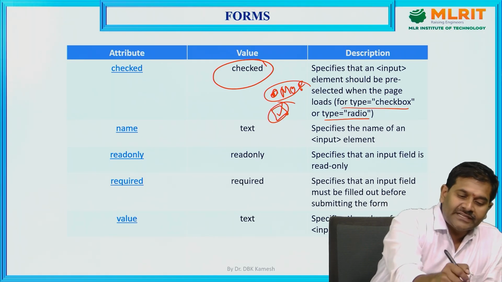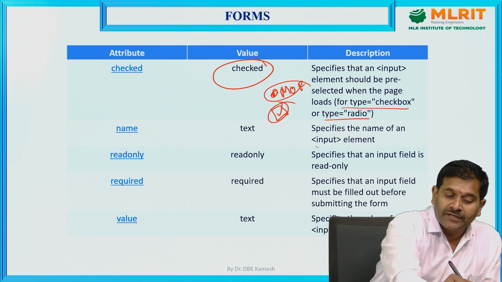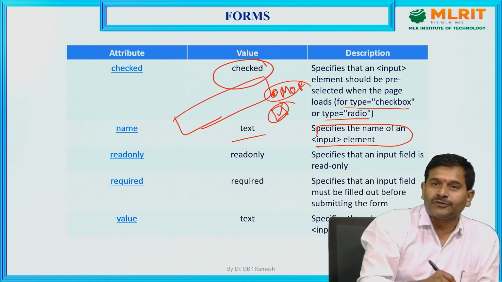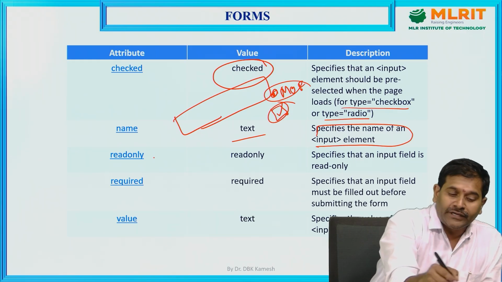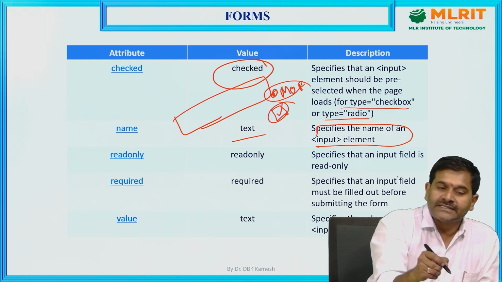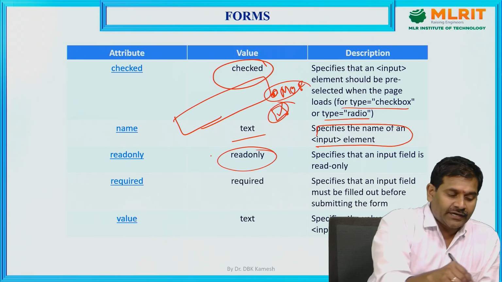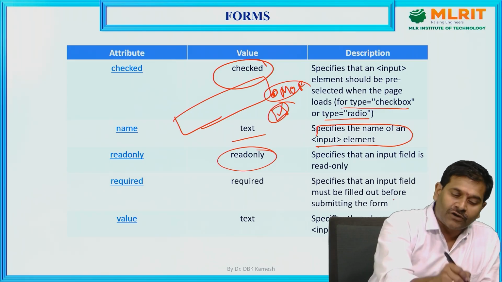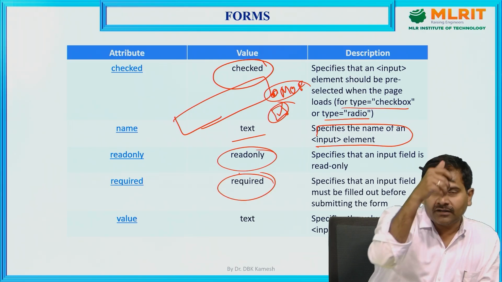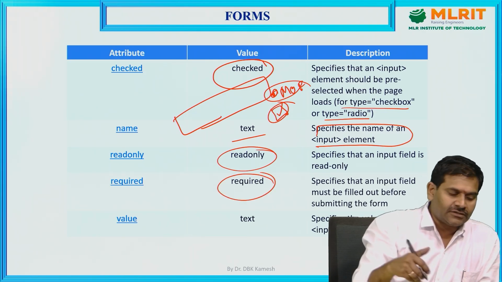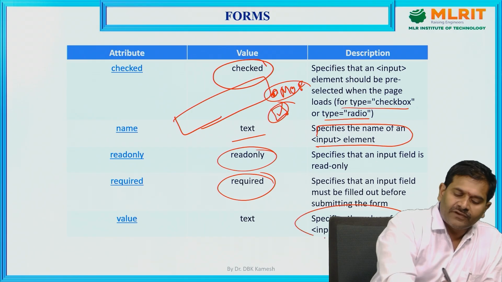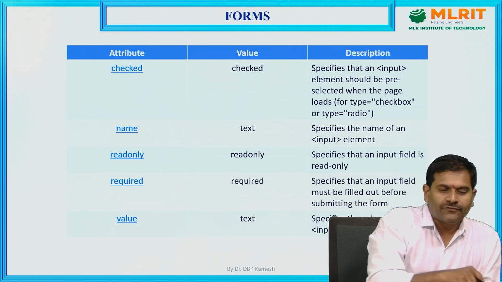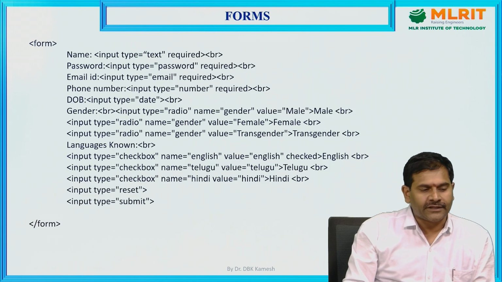Either this or this you can use, this is called the checked button. Next one is text, which specifies the name of an input element, like this, length 32 characters. Then readonly, which specifies an input field is read only. Required, to specify an input field must be filled before submitting the form. Value, to specify the input value. These are all used as form attributes followed by values.